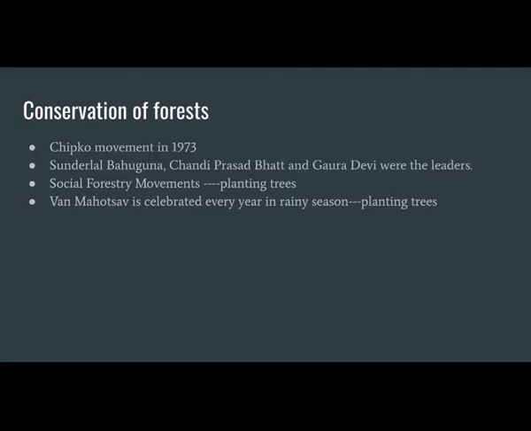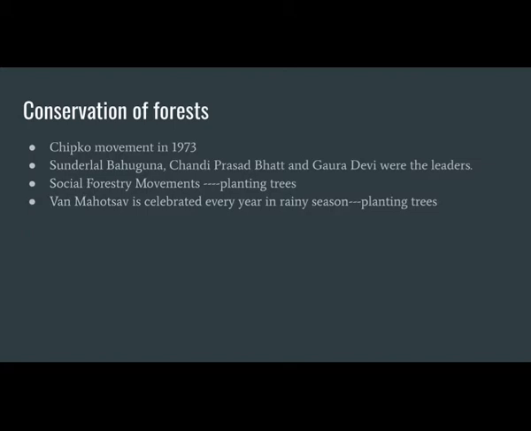When the tree cutters came, the villagers told them they would not leave the trees, and they did not allow them to cut the trees. They held their arms on the trees till the tree cutters left the place. So this movement came to be known as the Chipko movement. It happened in 1973, in Uttarakhand.